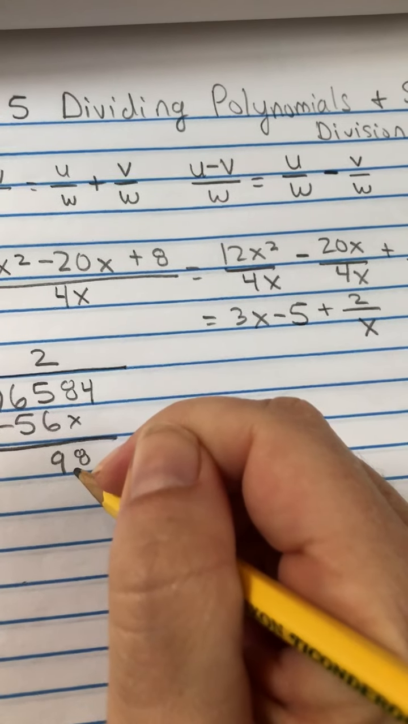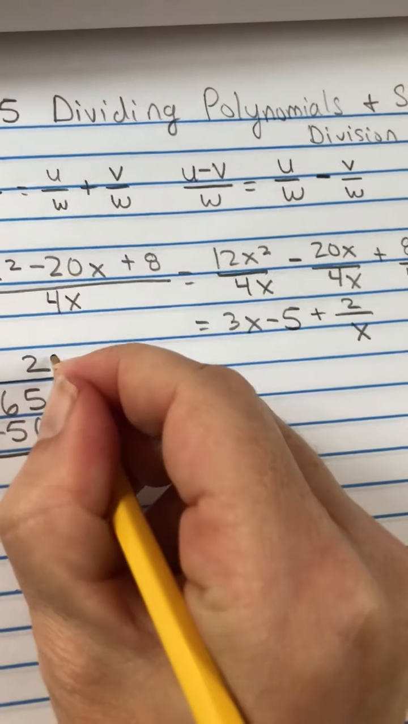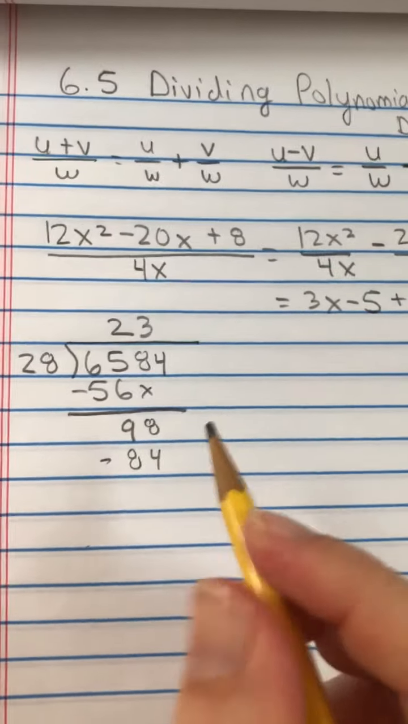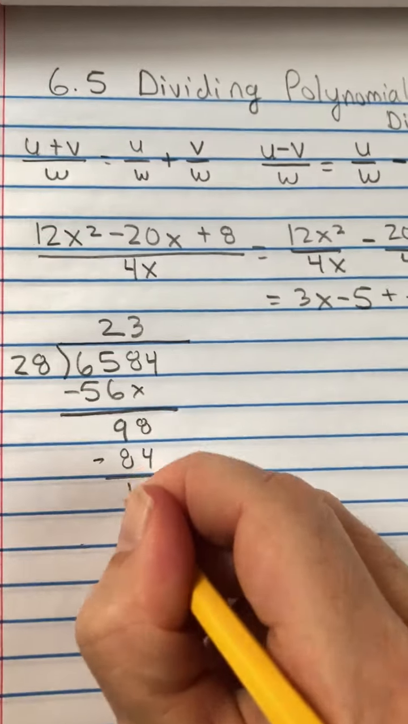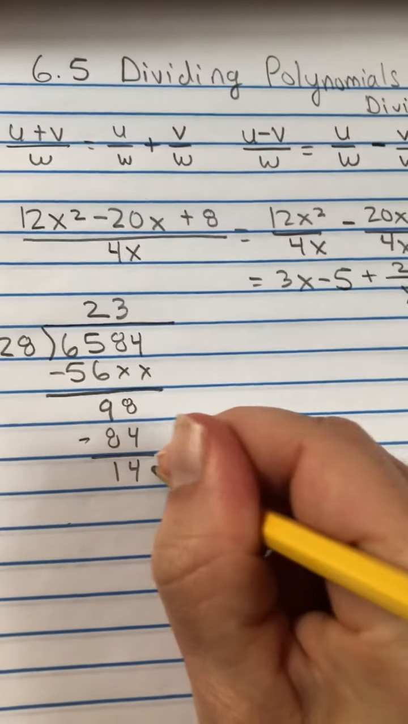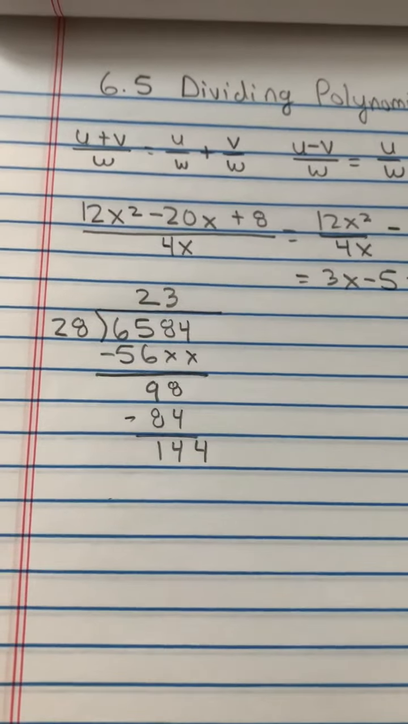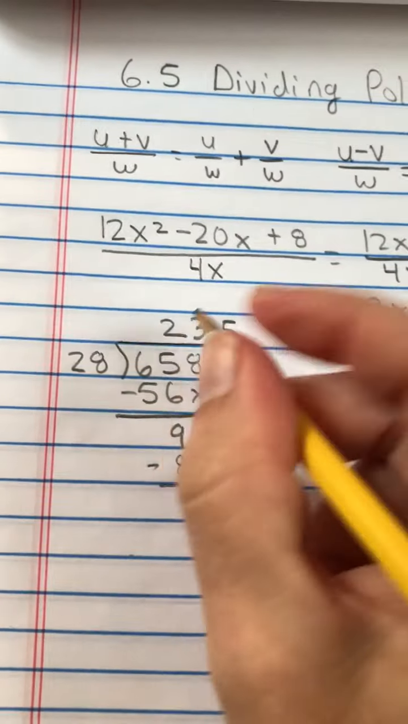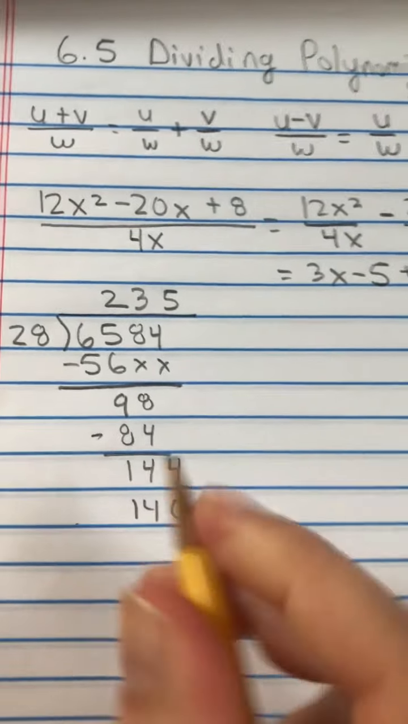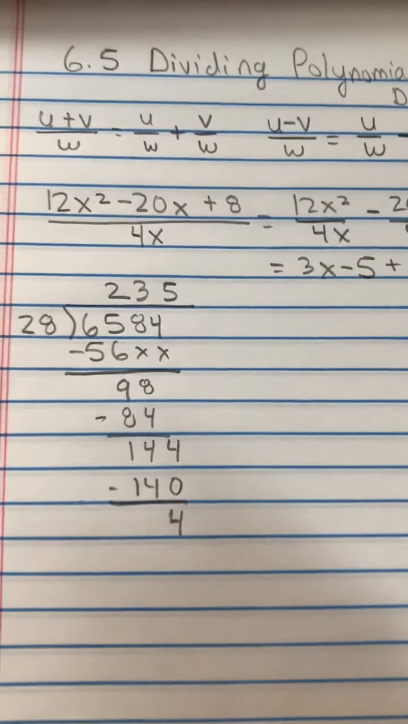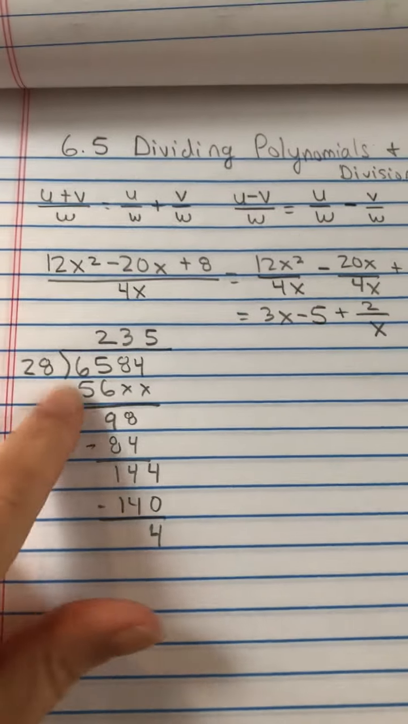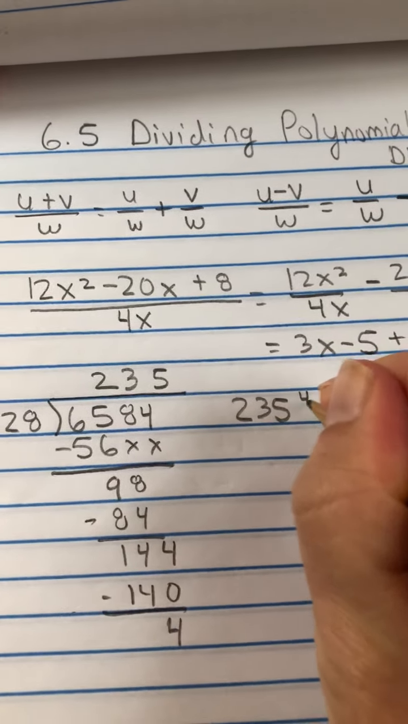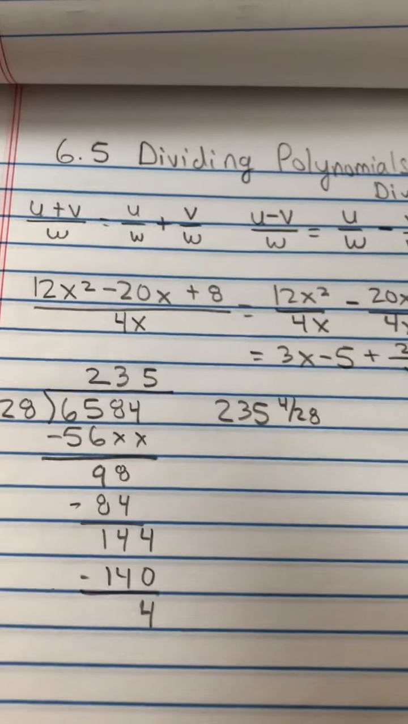28 goes into 98 3 times. So you get 84. Subtract that, and you get 14. Bring down the 4. And 28 goes into 144 5 times. And you would get 140. So you'll have a remainder here. Okay, a remainder of 4. So in other words, this would be 235 and 4 over 28, or you could reduce that to 1/7.